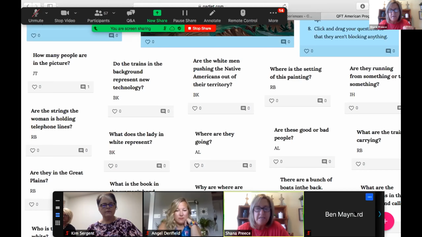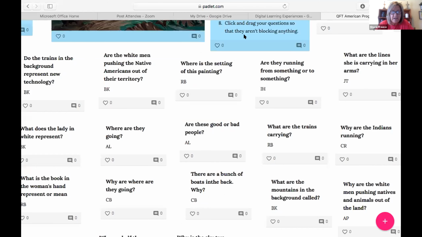You can see the kids have their initials at the end. They also started to comment on each other's posts, and on how many people are in the picture. They may have answered that for someone, or gone into a little more detail about their questions. I learned how to do this when Kim trained me in about 30 minutes, and it was super, super easy. It's very interactive. Just an excellent program.